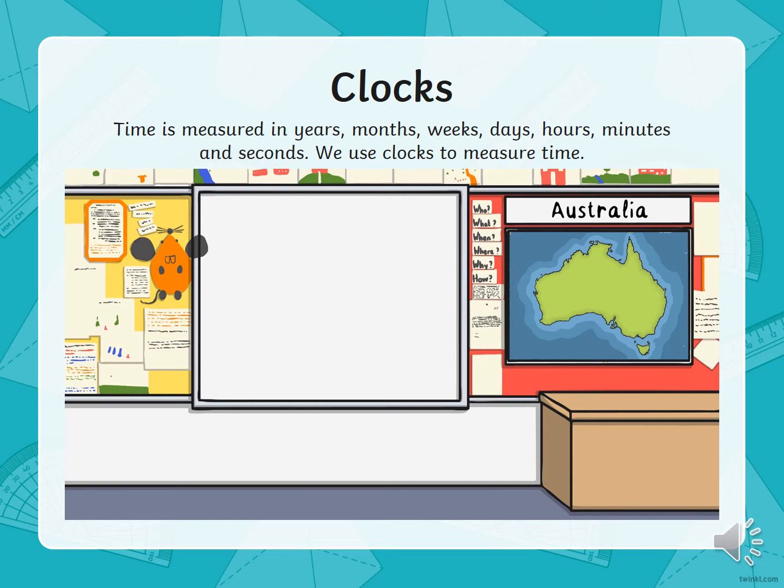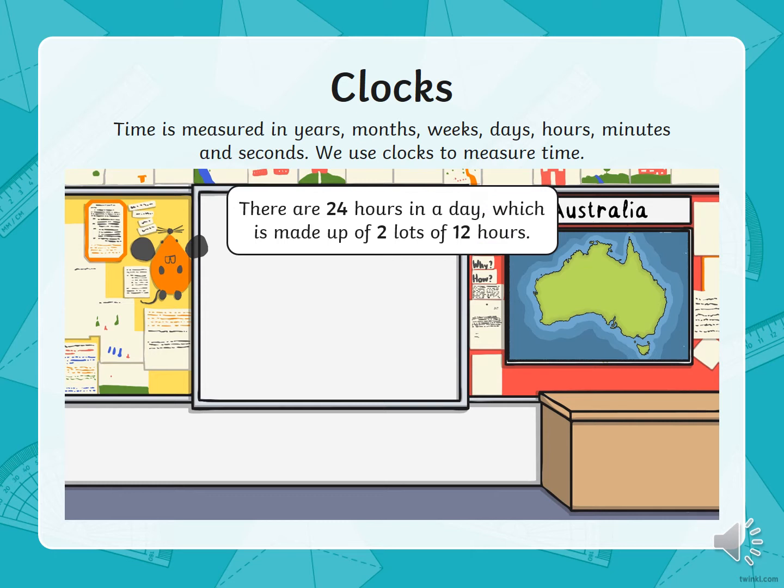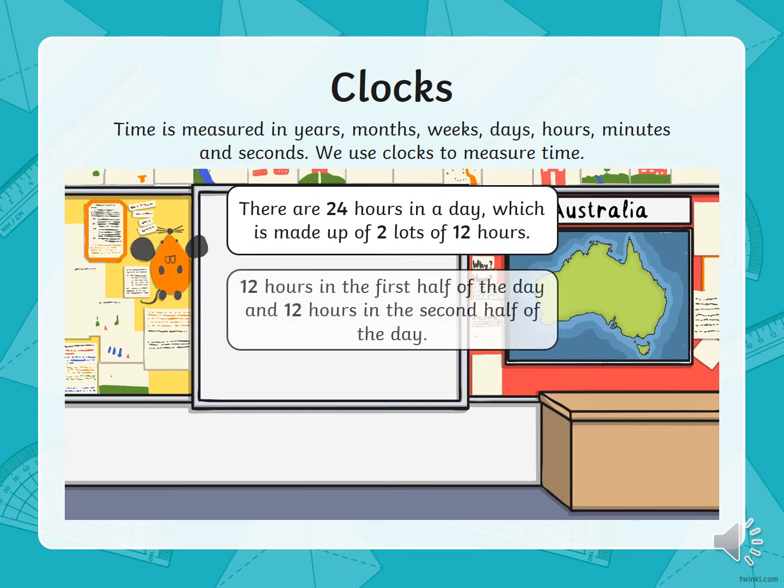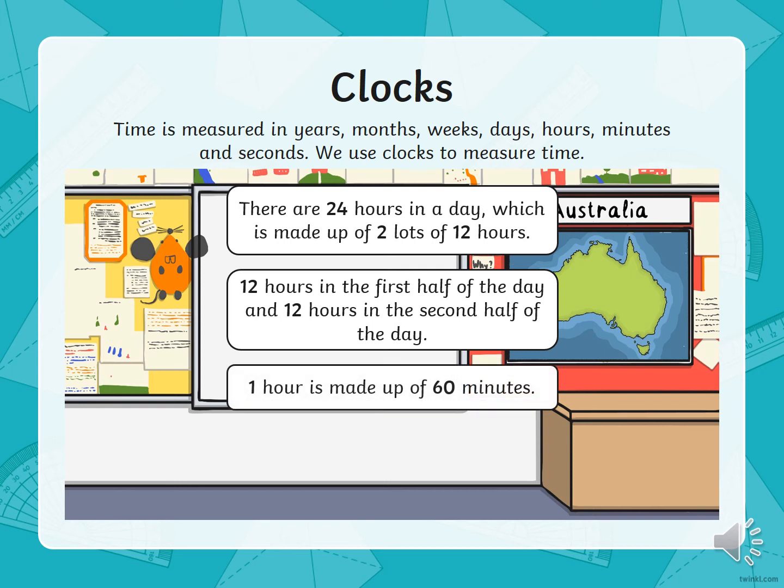Clocks. Time is measured in years, months, weeks, days, hours, minutes, and seconds. We can use clocks to measure time. There are 24 hours in a day, which is made of 2 lots of 12 hours. 12 hours in the first half of the day and 12 hours in the second half of the day. 1 hour is made up of 60 minutes.